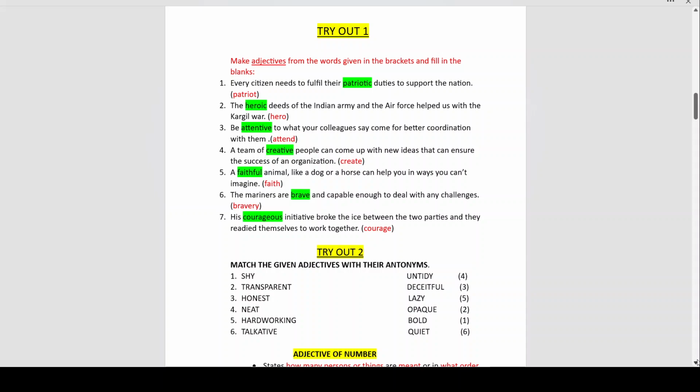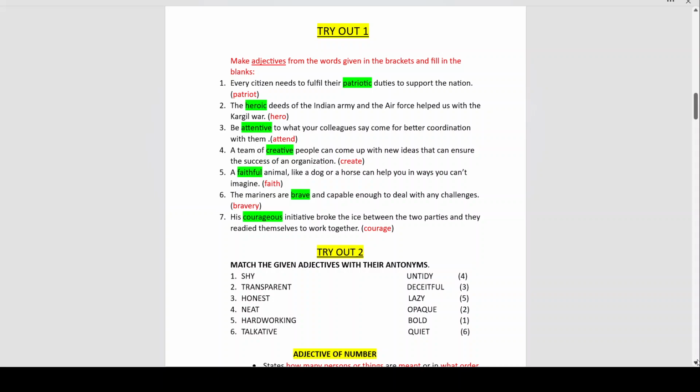Bravery. Now, children, we know bravery is an abstract noun. So, from this word, we get brave. The mariners are brave and capable enough to deal with any challenges. Number seven, his courageous initiative broke the ice between the two parties and they readied themselves to work together.